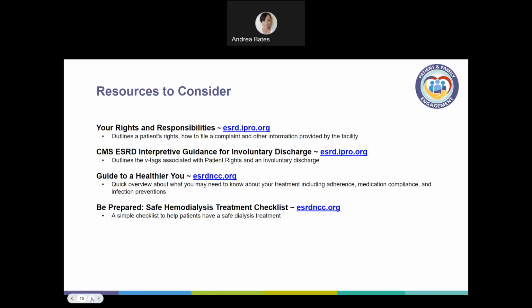We also have a resource from the National Coordinating Center called A Guide to a Healthier You. It's just a one pager. It may be good for someone who's newer to dialysis. It talks about what they need to know on a very basic level about adherence, medication compliance, and infection prevention. And then there's a really nice checklist about getting a safe hemodialysis treatment. It helps give patients an outline of what to look for in a safe dialysis treatment.